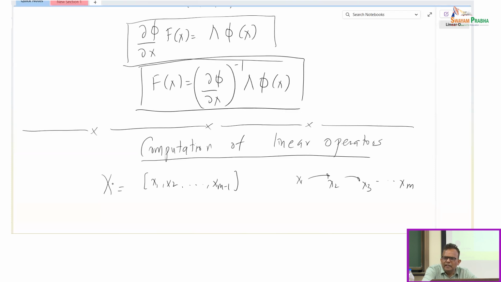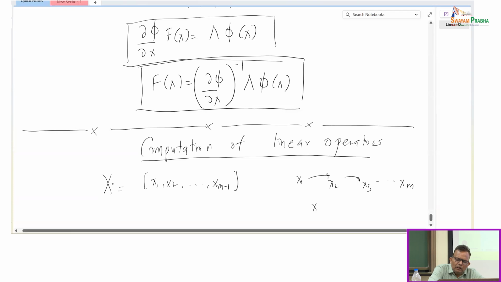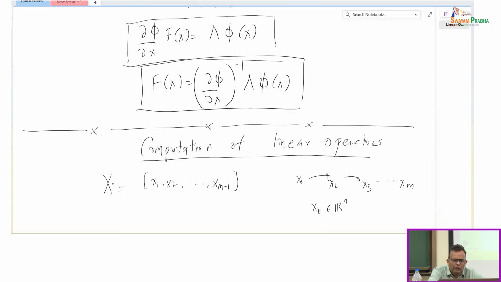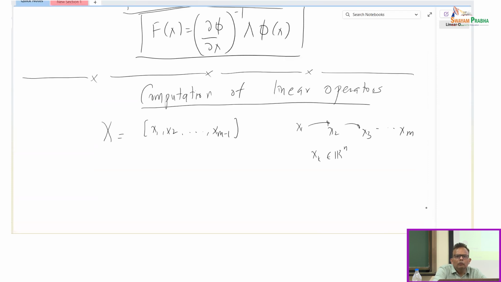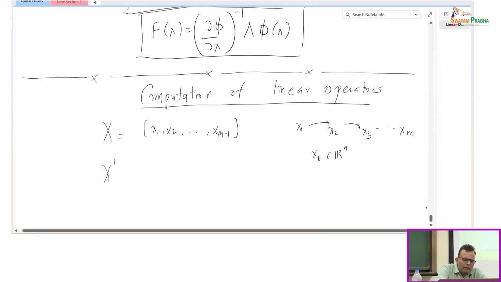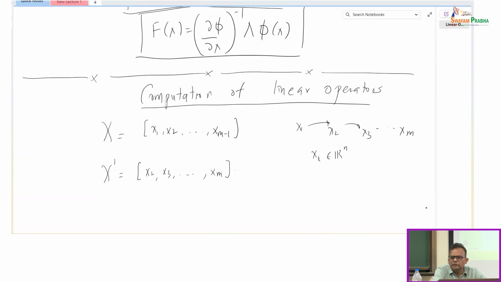Now I'm putting them in a matrix, so X is now a matrix. Assuming that Xk belongs to R^n, this will be a matrix of size n times m minus 1. Now you do a one time step delay. You call that X prime, which will be X2, X3 to Xm. Just a one time step delay.